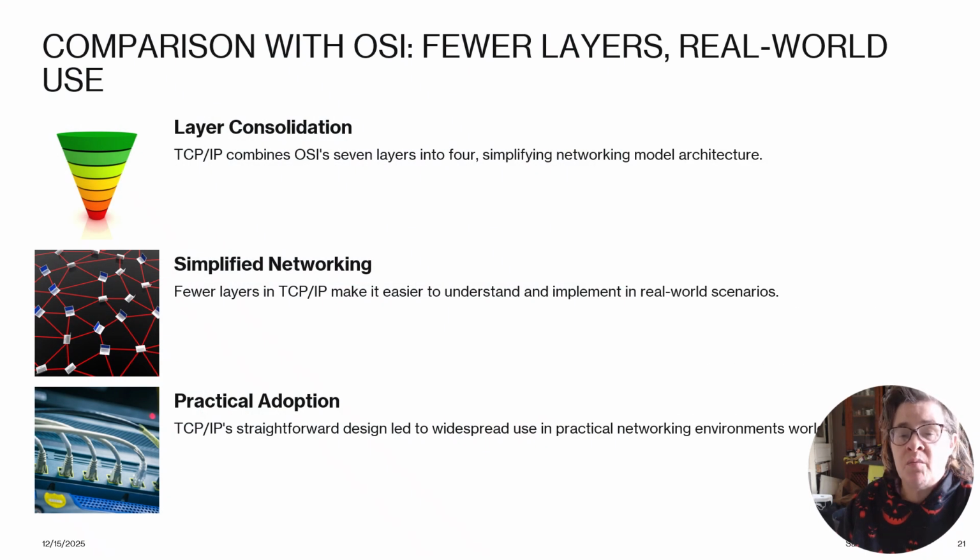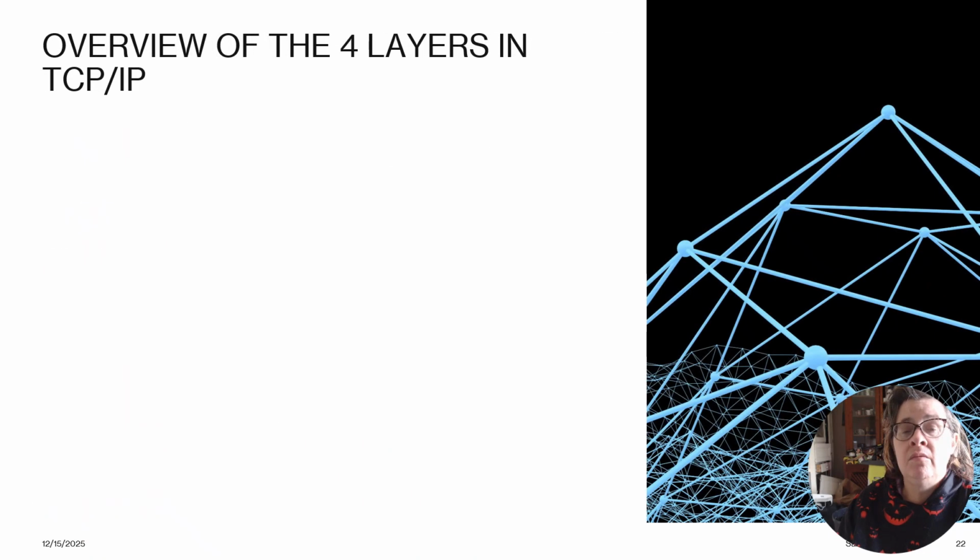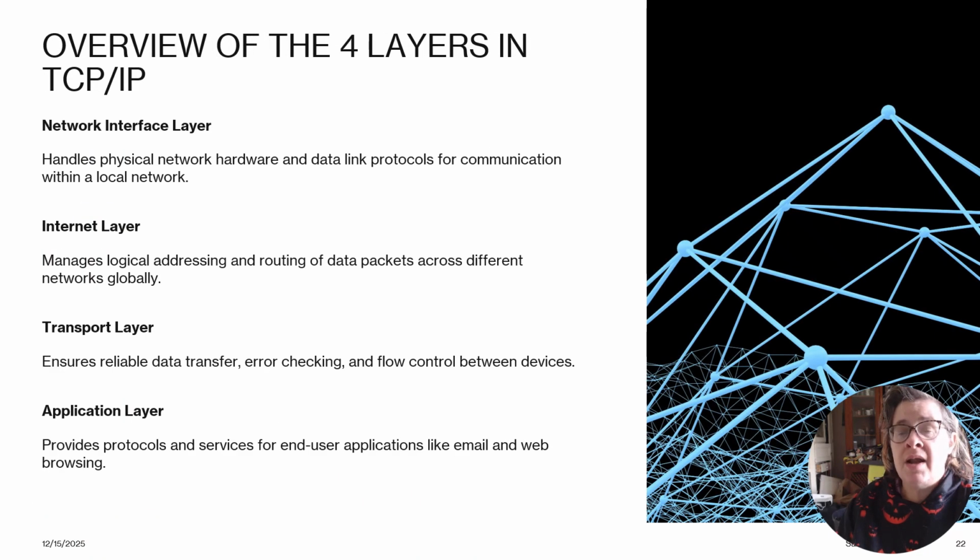Unlike the OSI model's 7 layers, TCP consolidates functions into 4 layers, making it more straightforward and widely adopted for practical networking. Look, the TCP is used a lot more than the OSI, but really you should know both, but the TCP/IP is much more practical. The layers include network interface, internet, transport, and application. Each layer corresponds to specific network functions and protocols.